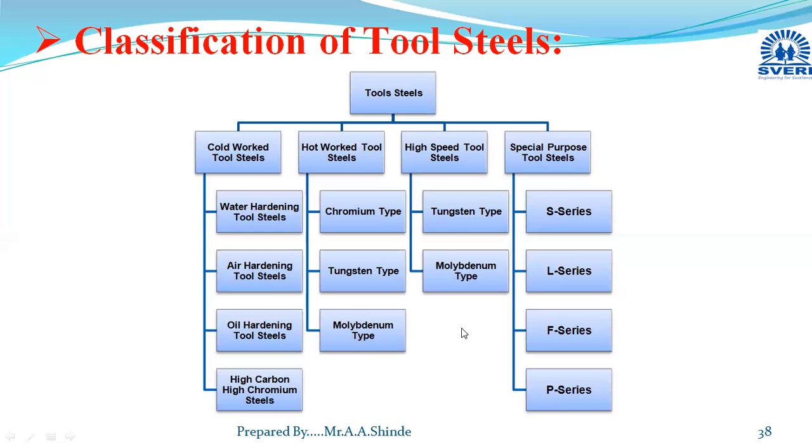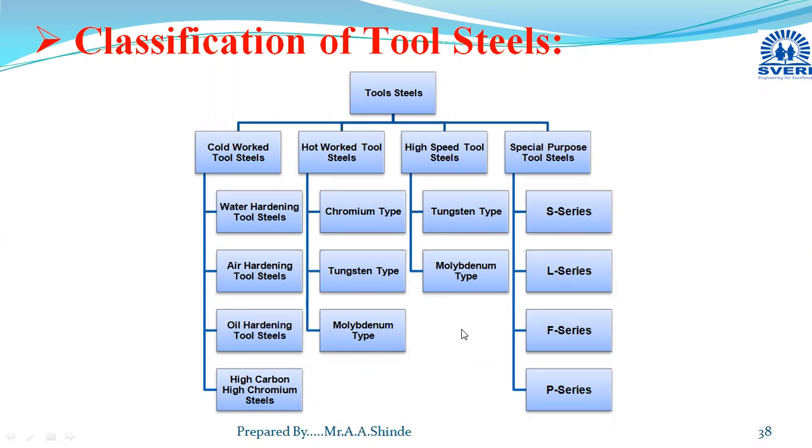And there are some hot working operations. The hot working operations or processes are those processes which we conduct above the recrystallization temperature of the metal or alloy and just below the melting point of that particular metal or alloy. And specific tools used for performing these hot working operations will be termed as hot working tool steels.